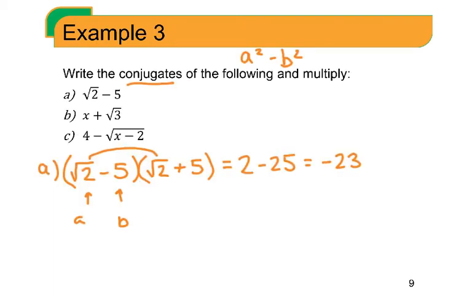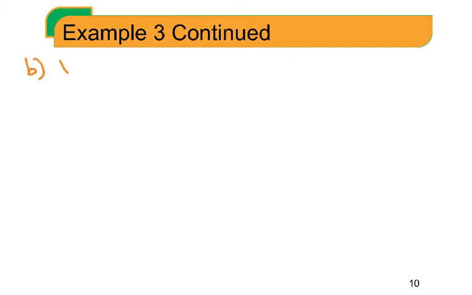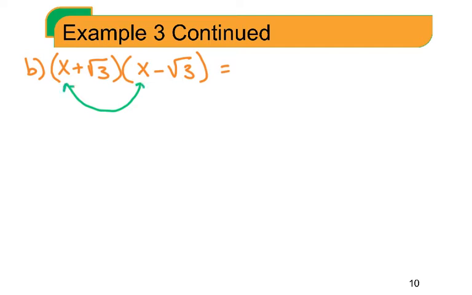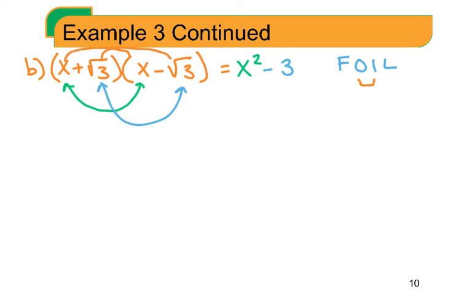All right, let's do x plus the square root of 3. Multiply this by its conjugate, which would be x minus the square root of 3. And just based on the pattern, I know this is going to be x squared minus 3. If you work it out with FOIL, the inner and outer terms cancel each other out. The inner term is x times the square root of 3. The outer term is negative x times the square root of 3.